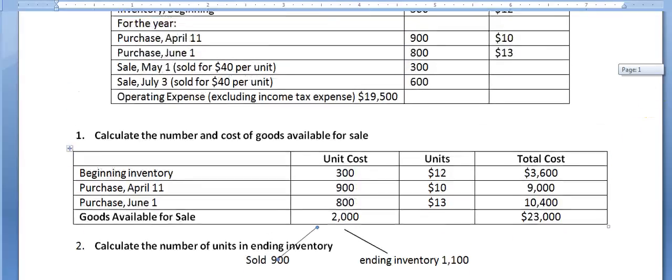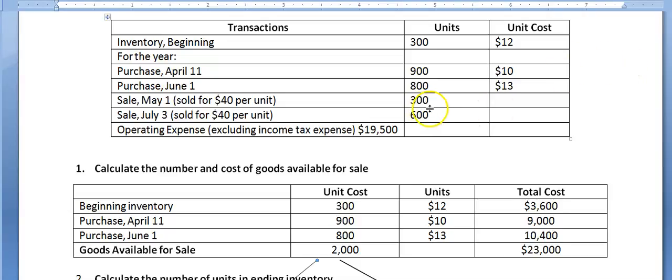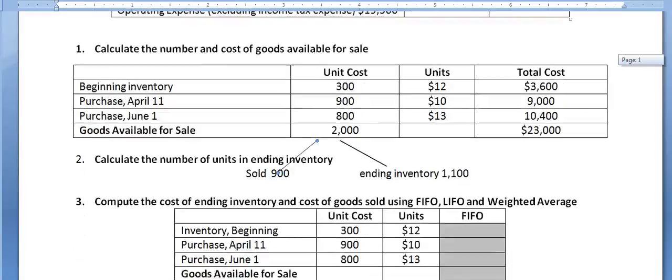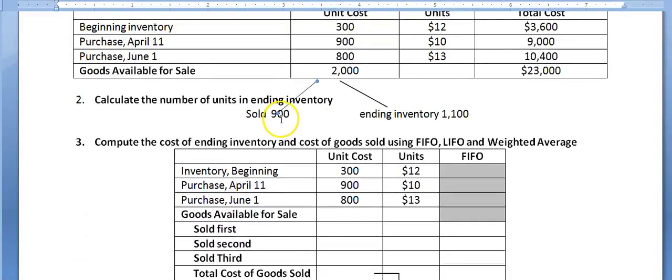Well, you could look at your chart here, and it tells you sold 300 on May 1st and 600 on July 3rd. That's a total of 900 units, and we would subtract that from 2,000 to figure out what's left. Alternatively, if you were in the real world, you could count the number of units left. That would be your ending inventory, and you could subtract from 2,000 to figure out the number of sold units.